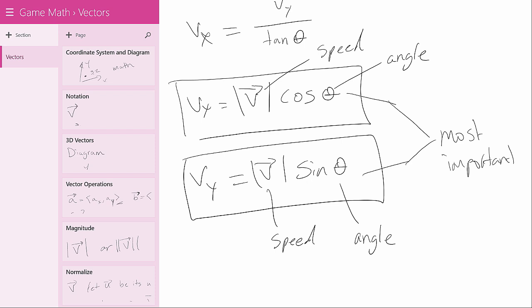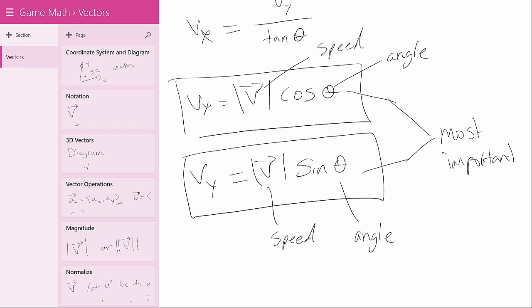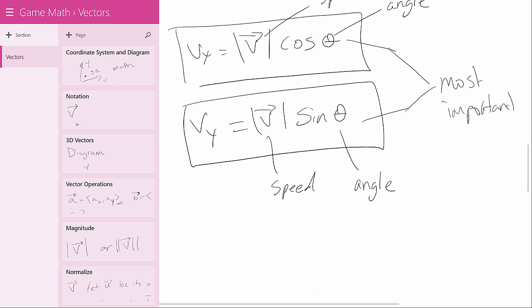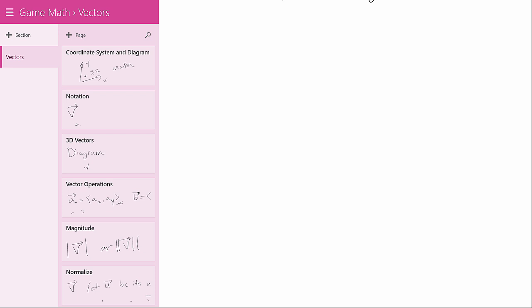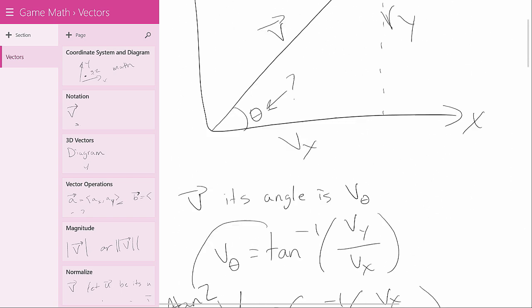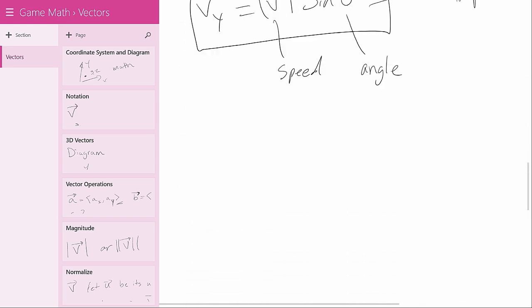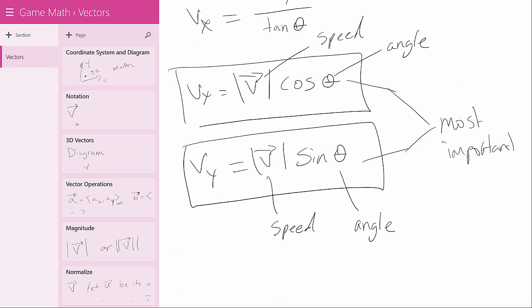So these two are very important. Memorize these two or save them as a reference sheet, whatever you need to do, because you will use this probably more than any other mathematical operation for vectors in any game. Okay. I think that's pretty much it for the basics that I want to cover. I just wanted to make sure to mention these two most important values here.